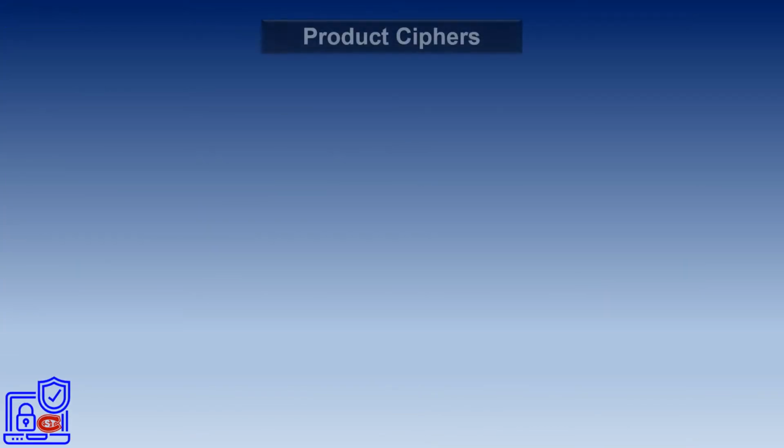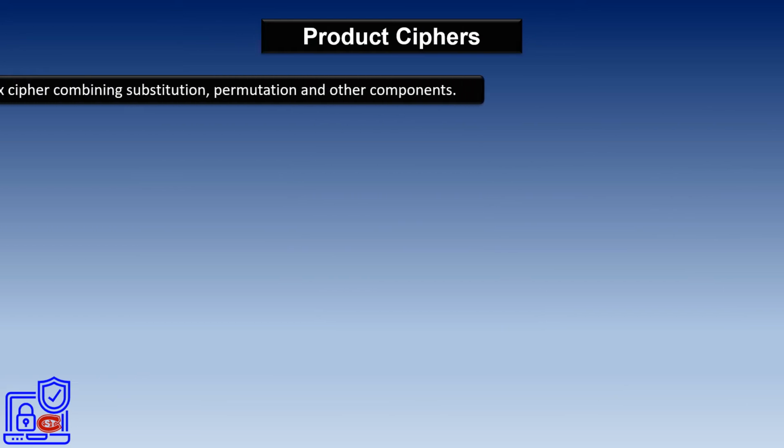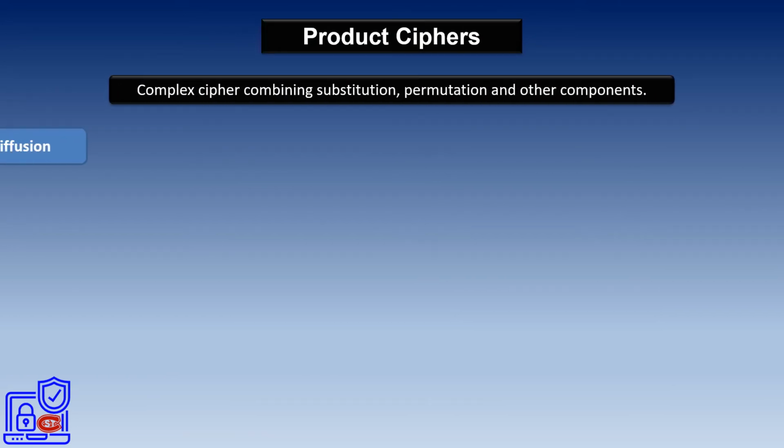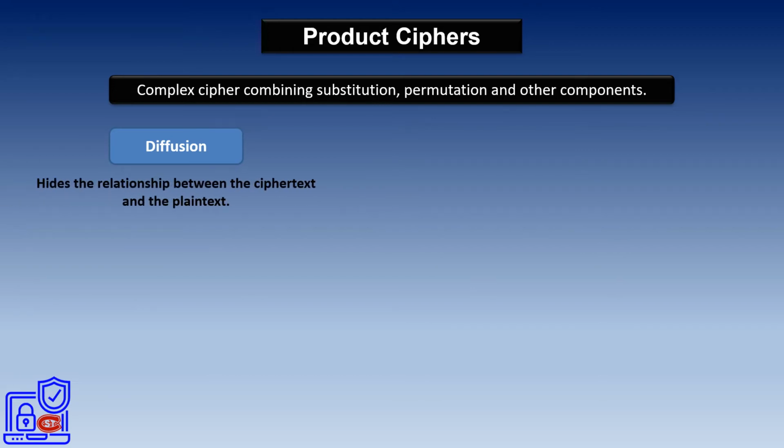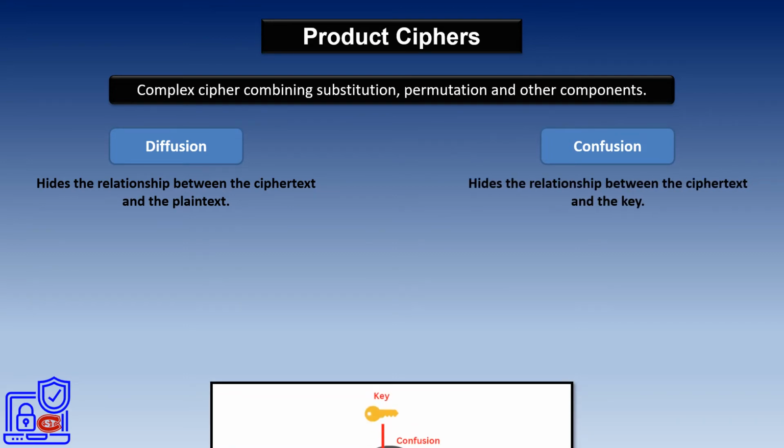Product ciphers are complex ciphers combining substitution, permutation, and other components. The main idea of diffusion is to hide the relationship between plain text and ciphertext. On the other hand, confusion hides the relationship between the ciphertext and the key.